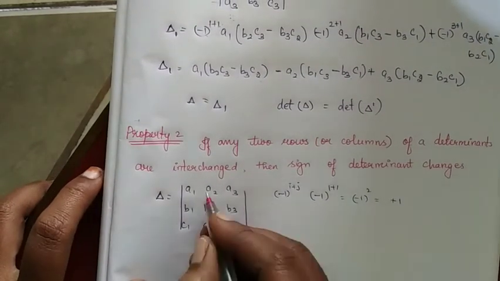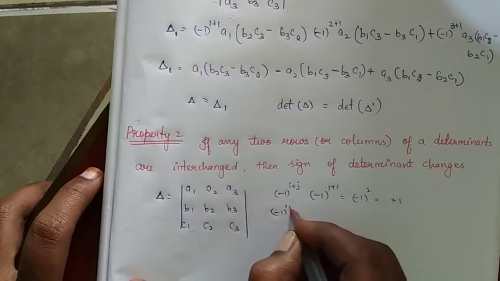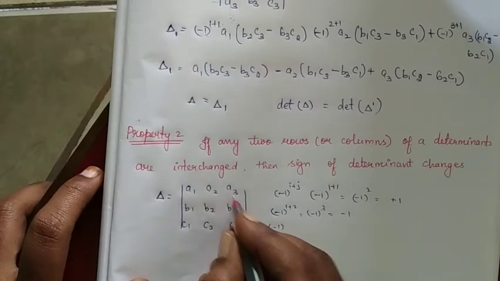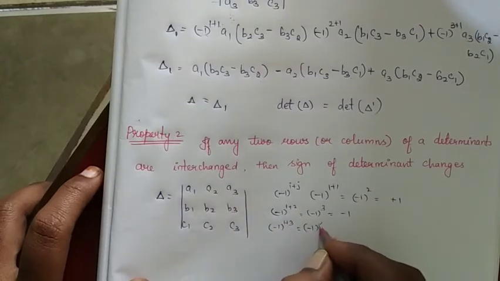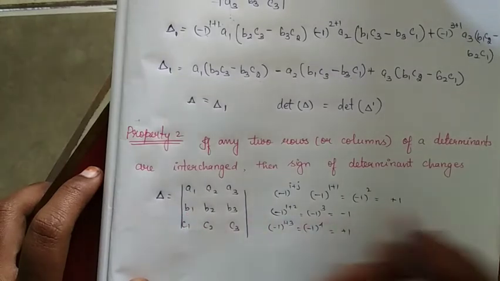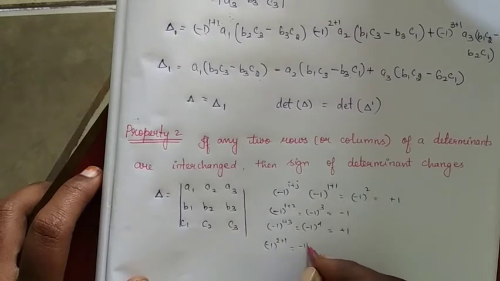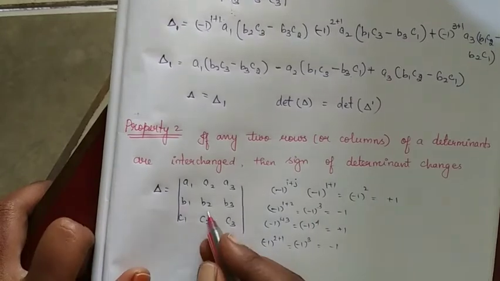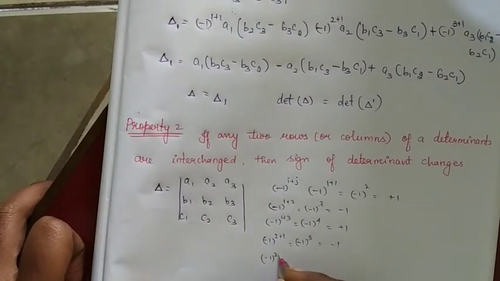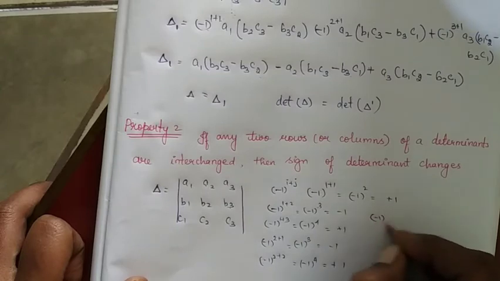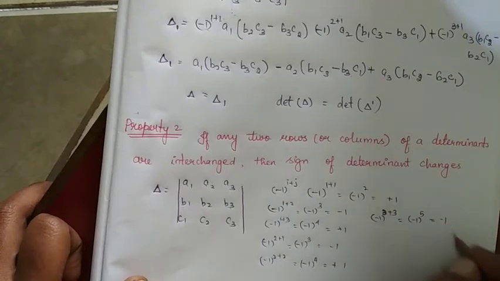Next place, (-1)^(1+2) equal to (-1)^3 equal to minus 1. For this one, (-1)^(1+3) equal to (-1)^4 equal to plus 1. Now take this one, (-1)^(2+1) equal to (-1)^3 equal to minus 1. Next here, (-1)^(2+2) equal to (-1)^4, so plus 1. Now this place, (-1)^(2+3) equal to (-1)^5 equal to minus 1.